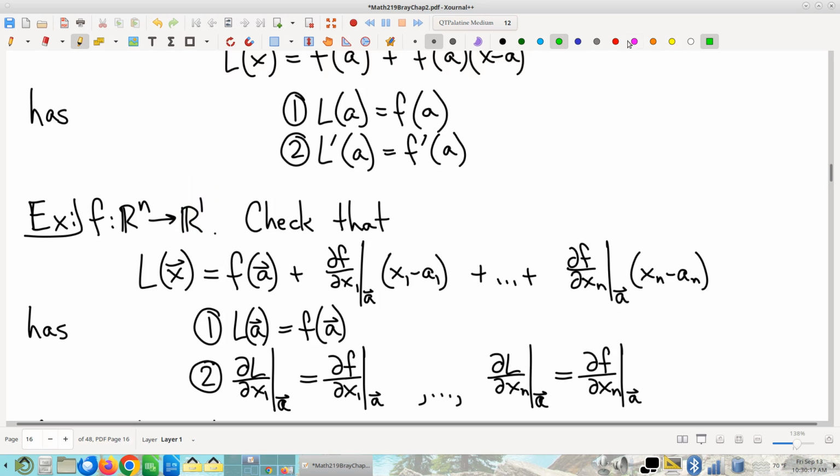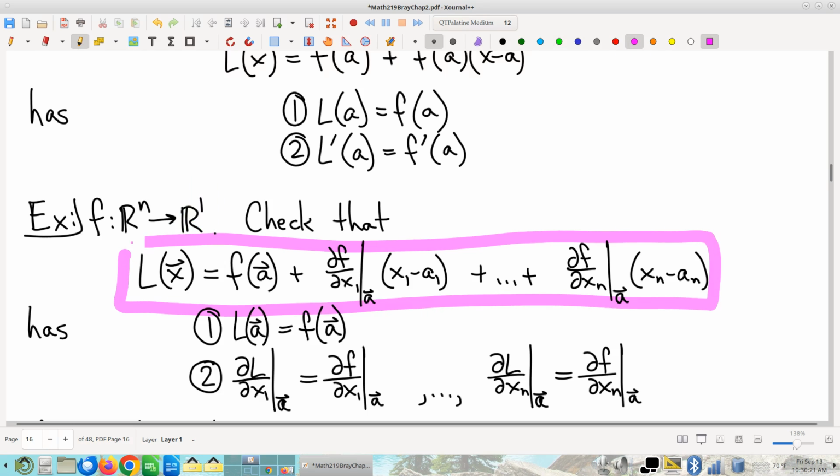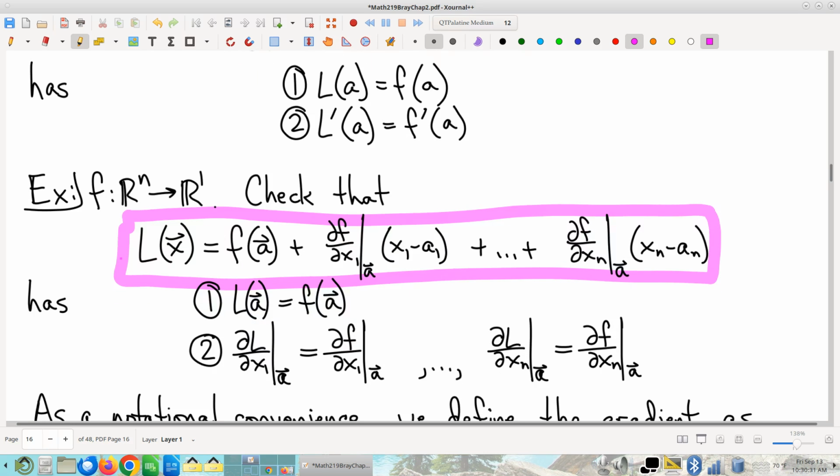Again, I'm just going to write down the formula and leave it to y'all to confirm that this works. And this is a straightforward, take a deep breath and plow confirmation. I claim this function does it. I claim this function has the analogous properties. This has the same value as f at a given fixed base point A.